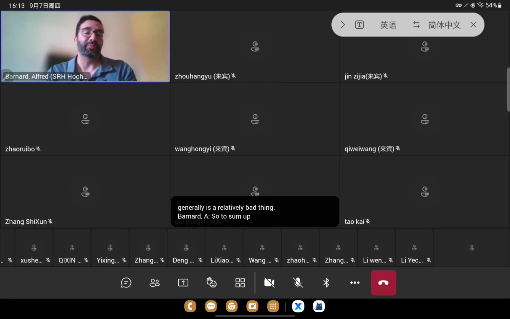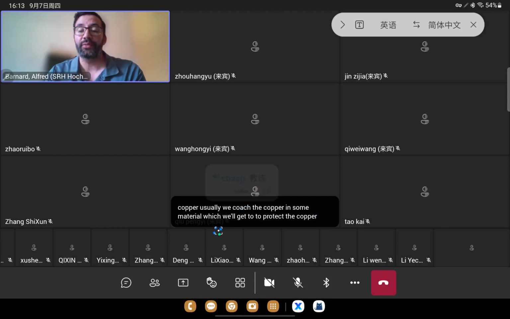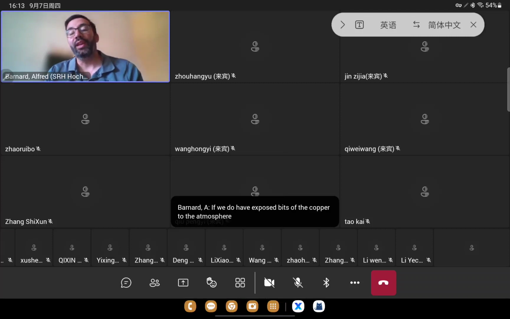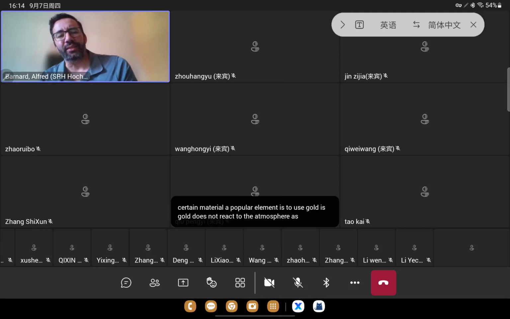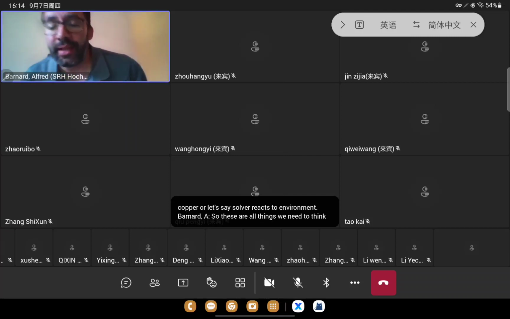So to summarize a little bit, when we do use copper, usually we coat the copper in some material, which we'll get to, to protect the copper from the atmosphere. If we do have exposed bits of copper, we either coat it or alloy it with a certain material. A popular element is gold, because gold does not react to the atmosphere as severely as copper or, let's say, silver reacts to the environment. So these are all things we need to think about.